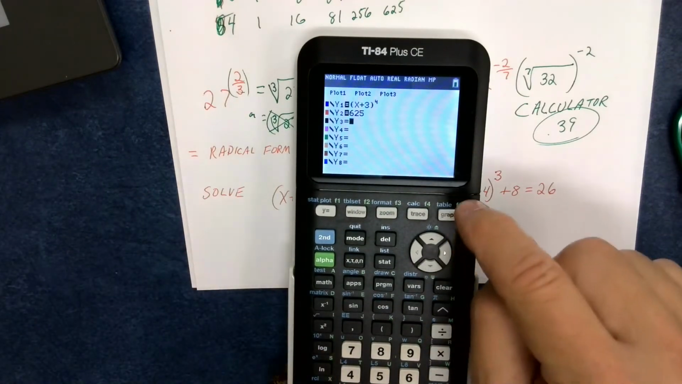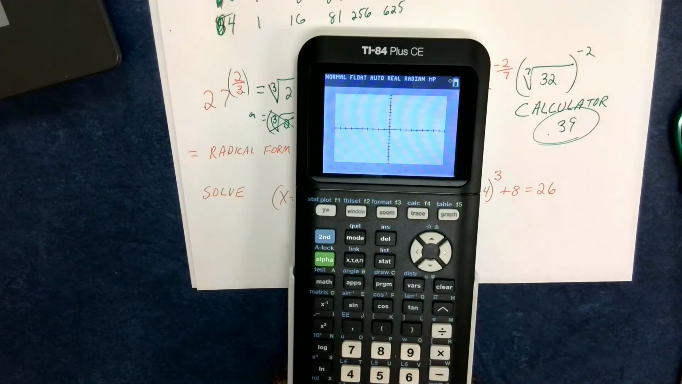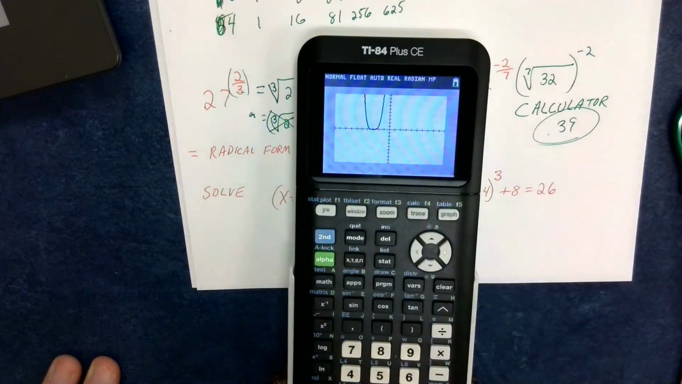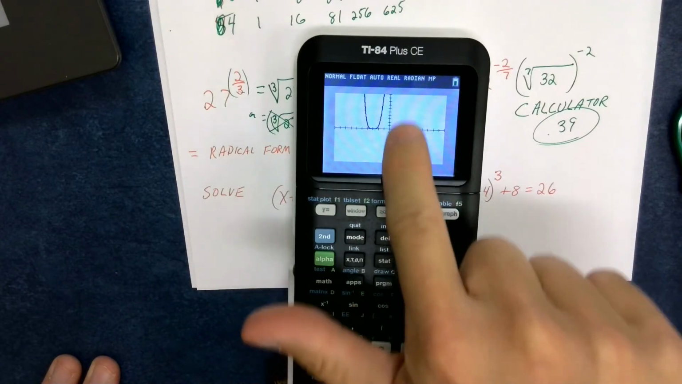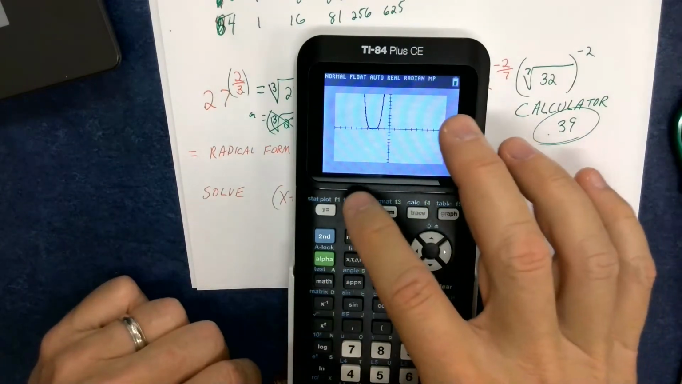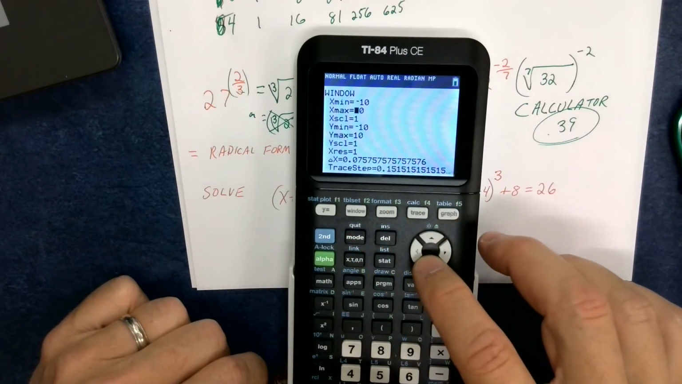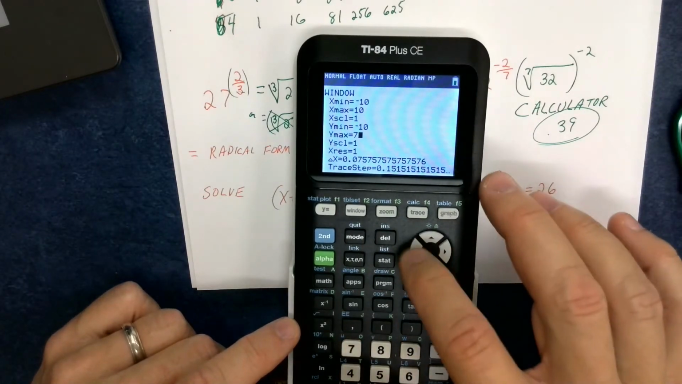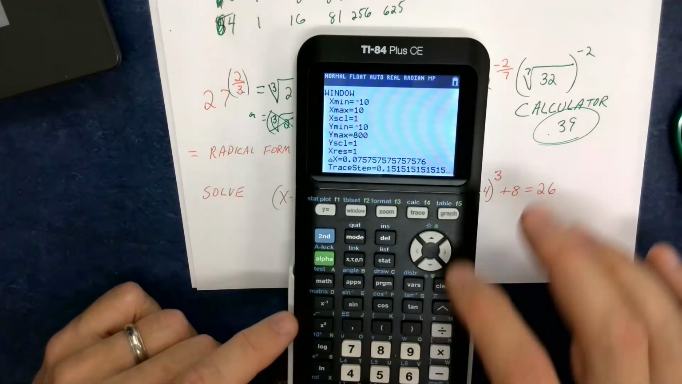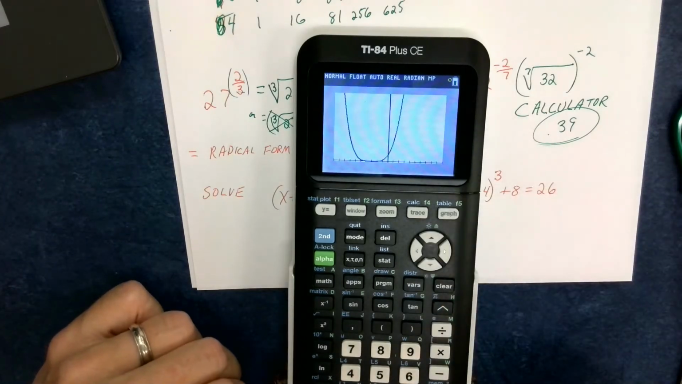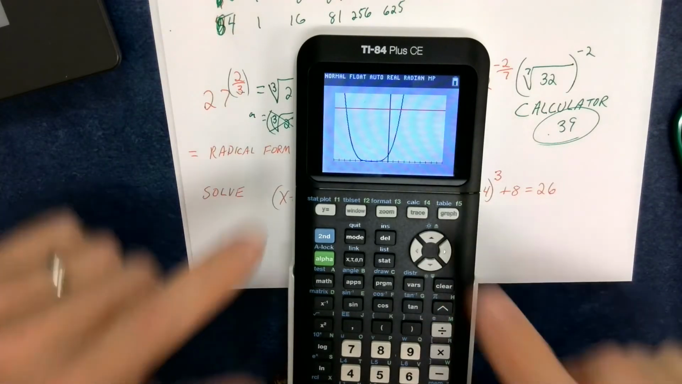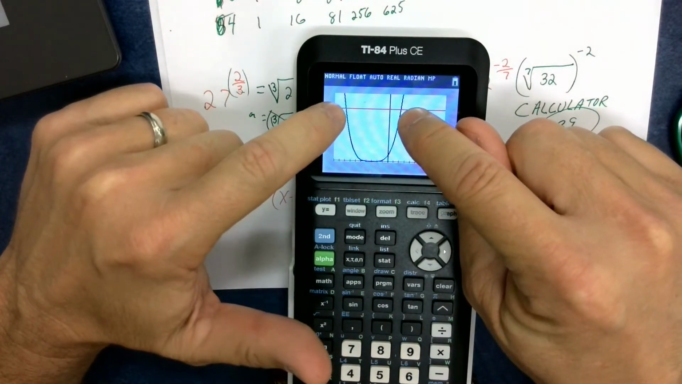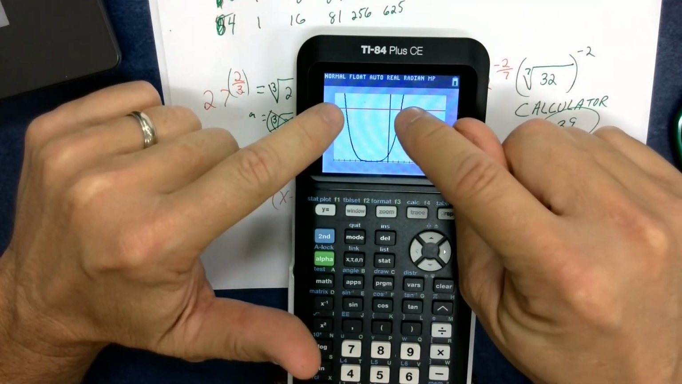So I do that, and I go ahead and hit zoom 6, which is my standard view window graph. And you can see it looks like this. But 625 is way up there. So on my window, I'm going to have my Y max go to 800, actually. Now I hit my graph, and now you can see there's my (x plus 3) to the 4th. And you can see there are two different solutions right there. There's this one right here and this one right here. So our goal is to find those ones.